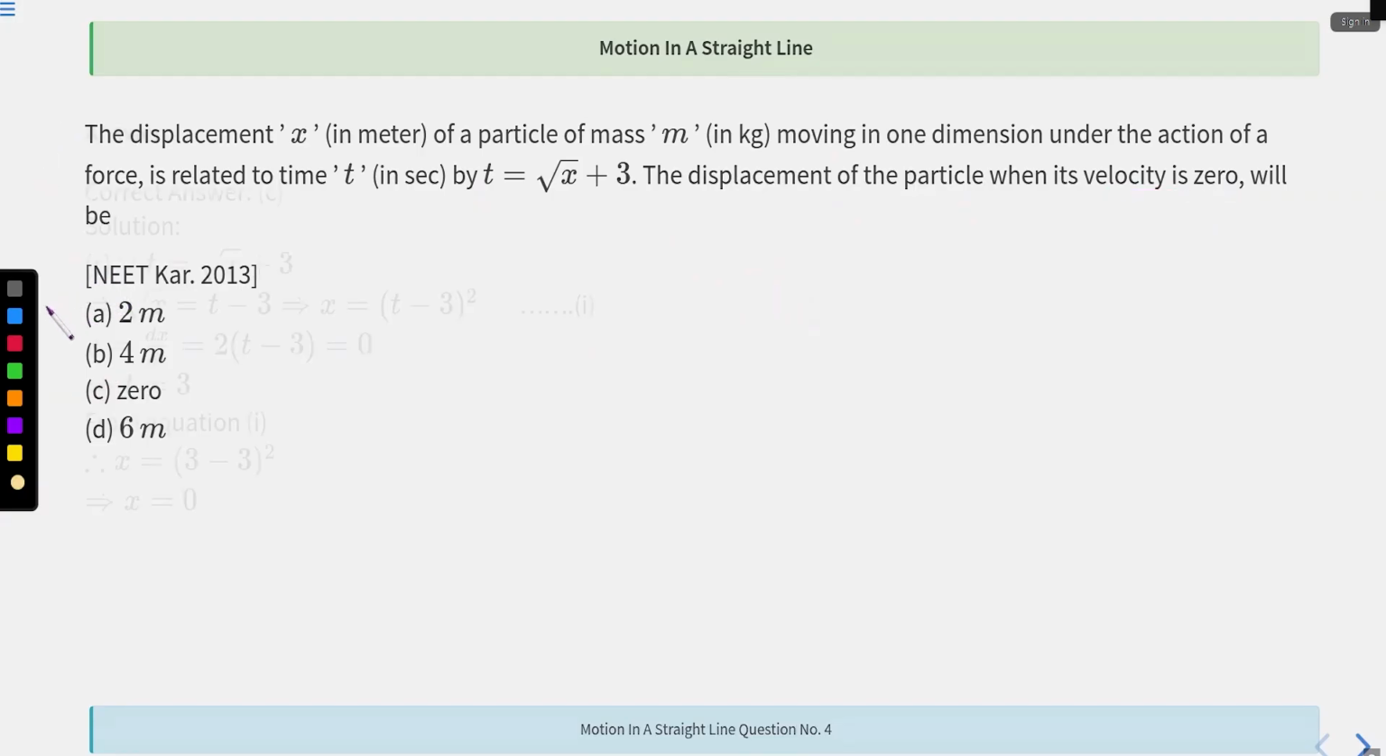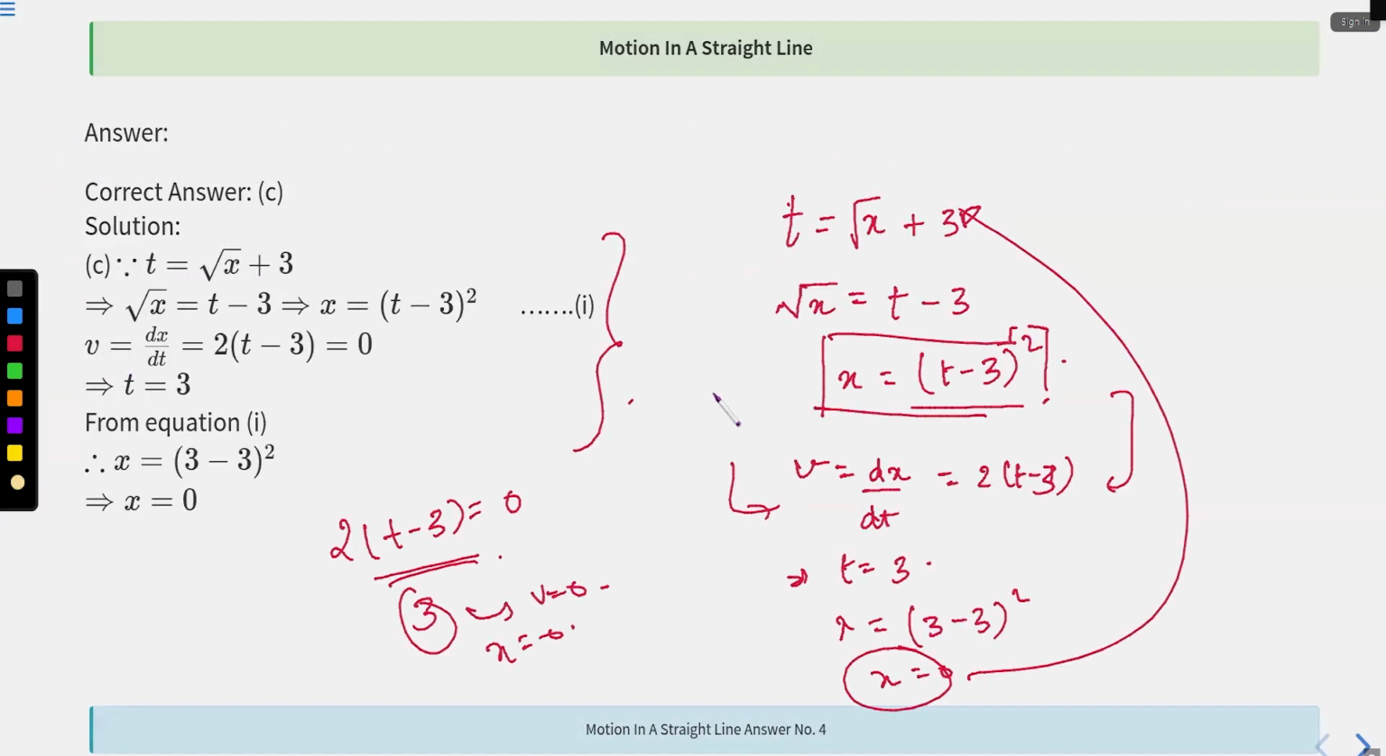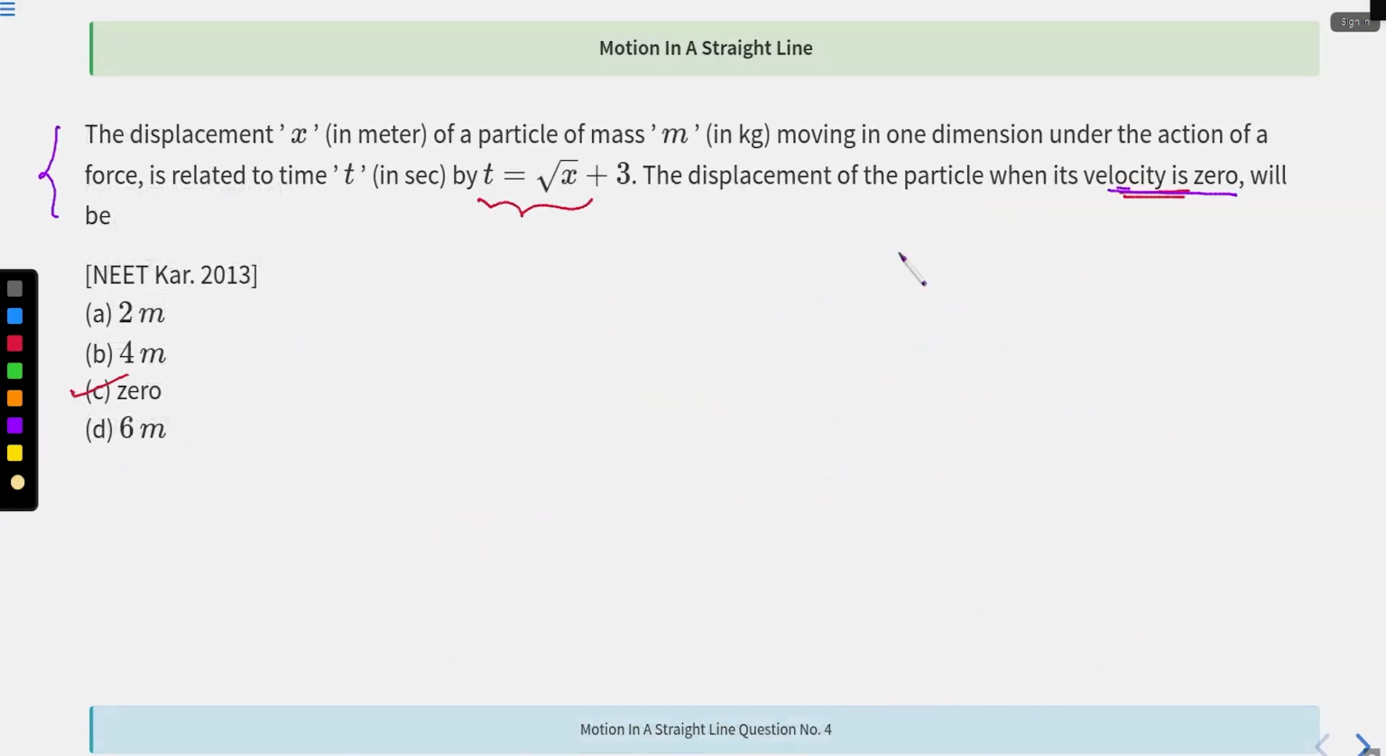And if you have calculated like this, there's no problem. You are still getting your answer. But the second trick over here, which I have told, will save a lot of your time, I think approximately 1 or 2 minutes.